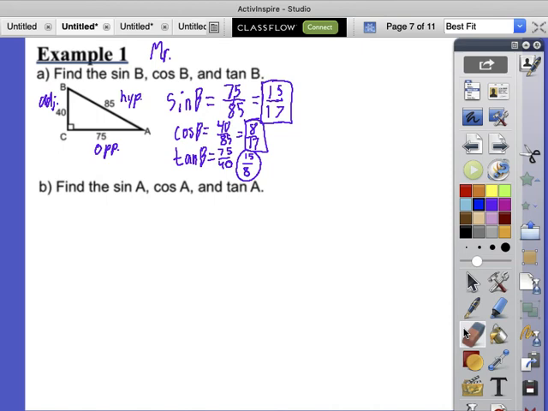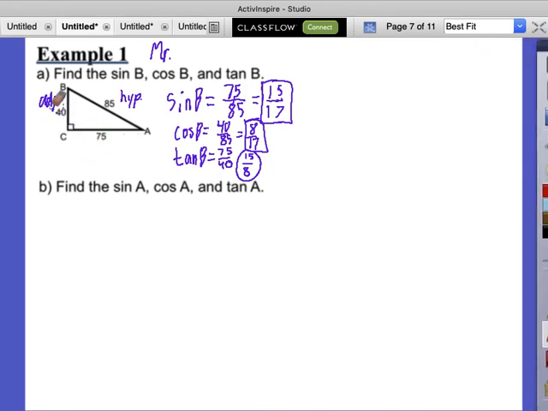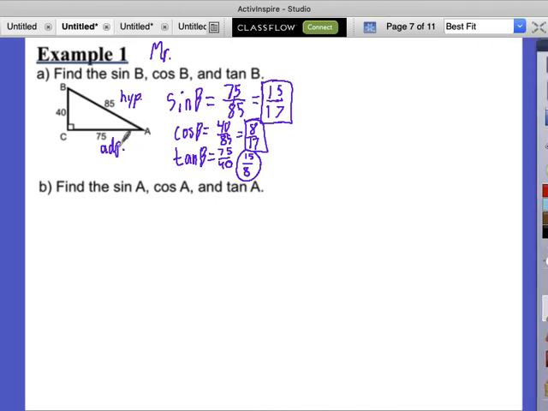Okay, anyway. What's going to change by doing sine, cosine, and tangent of angle A? Is this still going to be the opposite leg? No. What is it now? Adjacent. Is this still going to be adjacent? No. But is this still hypotenuse? Yeah. So what changes? So this is now adjacent to angle A, and this is now opposite leg. So I want you guys to find the sine of angle A, the cosine of angle A, and the tangent of angle A. Go ahead and do that, please.